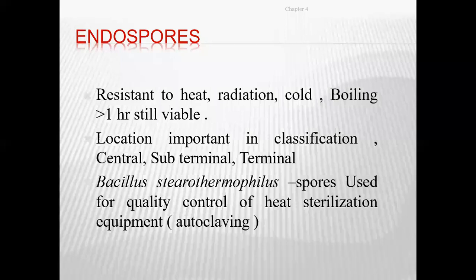The endospore helps in the resistance of bacteria to heat, radiation, dehydration, cold, and boiling. Bacteria such as Bacillus anthracis can remain alive for a very long time. The location is important in classification. The spore may be central, subterminal, or terminal. Bacillus stearothermophilus spores are used for quality control of heat sterilization equipment by autoclaving.